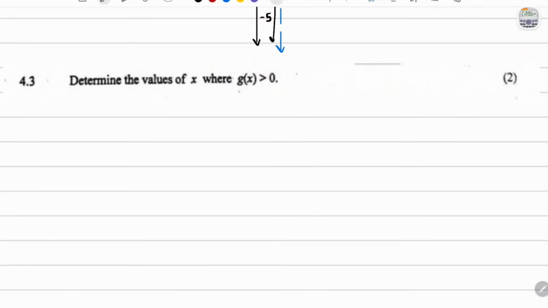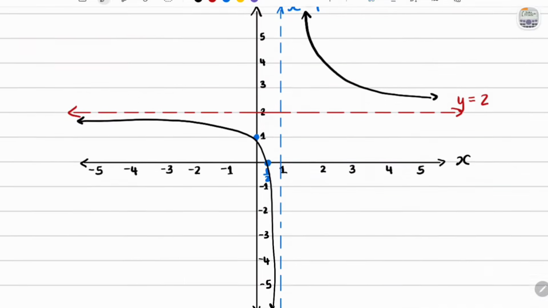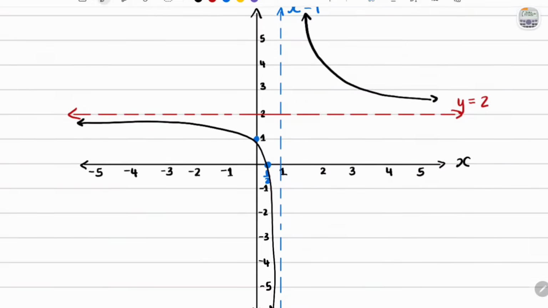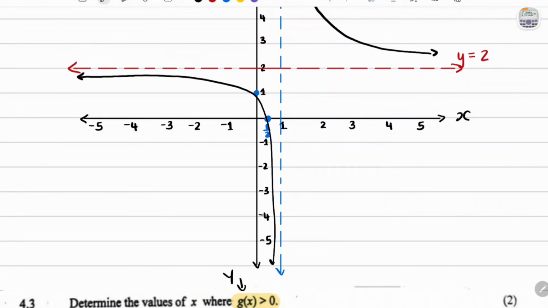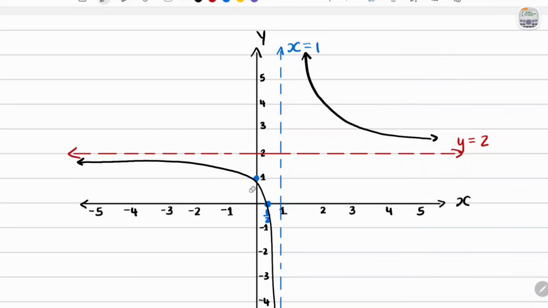Then question 4.3 says, determine the values of x where g of x is greater than 0. Okay, so where is g of x greater than 0? Okay, so to do that, we need the graph. We're going to look at the graph and we're looking for, remember, g of x really just stands for y, meaning where the y values of g are going to be greater than 0. The y values should let you think about the y-axis.